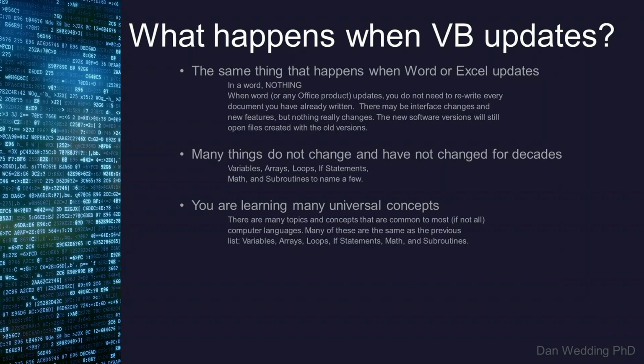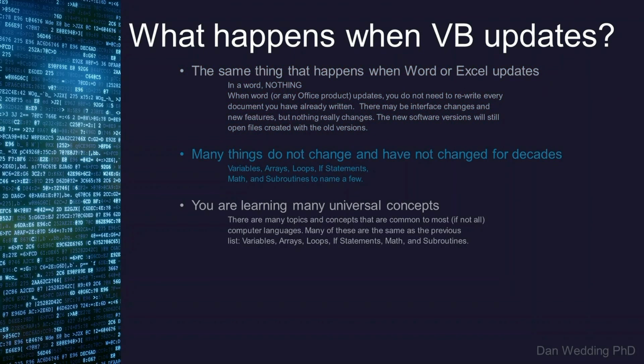I will be using Visual Studio 2022 in this series, and as this video ages, new versions of Visual Studio will be released. You may be wondering, what will happen when VB updates? Well, the same thing that happens when Word or Excel updates. Nothing. When Word or any other product updates, you do not need to rewrite all of your documents. There may be interface changes or new features, but nothing really changes. The new software will still be able to open the files you've created with the old versions, and the same is true with Visual Basic.